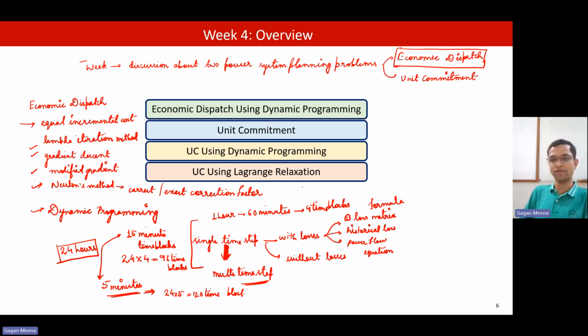For that, we need even faster formulations which give us a result very quickly. Why do we need to go for multi-time step? That we will see once we are done with economic dispatch and we move on to the unit commitment part. Before moving on to different constraints, we will see why we need to consider multiple time steps also.